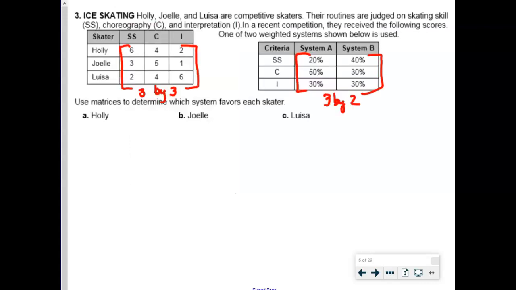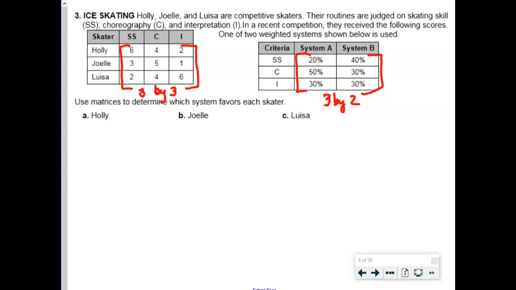Okay, finally, we're going to see some examples of how this is used. This is a bit of a lame example because the real life ones are really hard to look at for a new pre-calc brain. But this is a simpler example and something they actually do use. So we have 3 figure skaters, Holly, Joelle, and Louisa, and they are going into some competitions. They're judged on their skating skill, choreography, and interpretation.